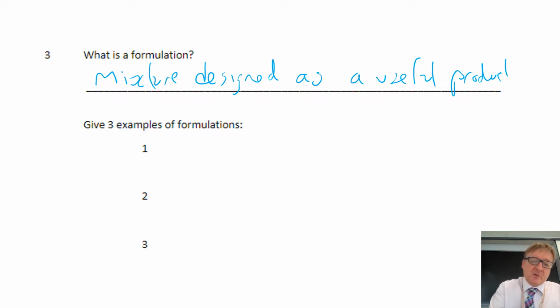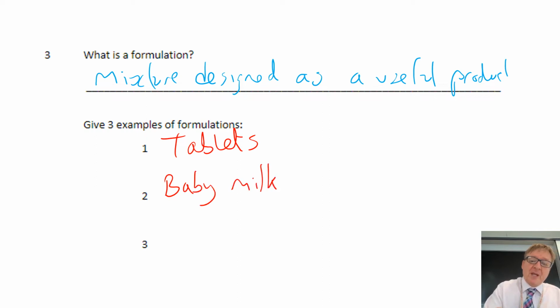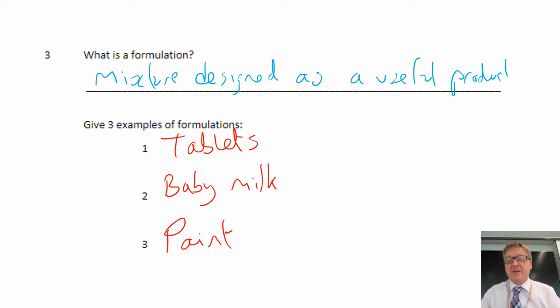Give 3 examples of formulations. So things like tablets. Okay, so you've got your paracetamol, and it's got exactly the same amount of paracetamol and exactly the same other substances in there. Baby milk, rather. Right, so baby milk, you might get 0 to 3 months, 3 to 6 months, 6 to 12 months, I'm not quite sure exactly how it goes, but the formulation of each one is specific as a useful product. And the third one is paint. So paint is very, very specifically designed as a mixture to give any one of the many hundreds of different colours you can get.